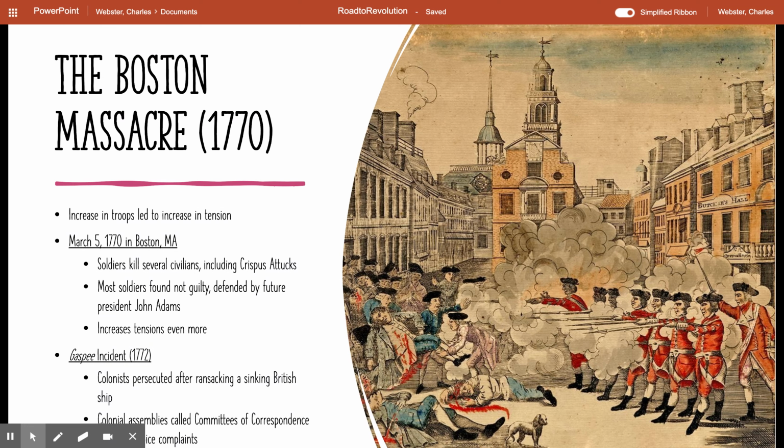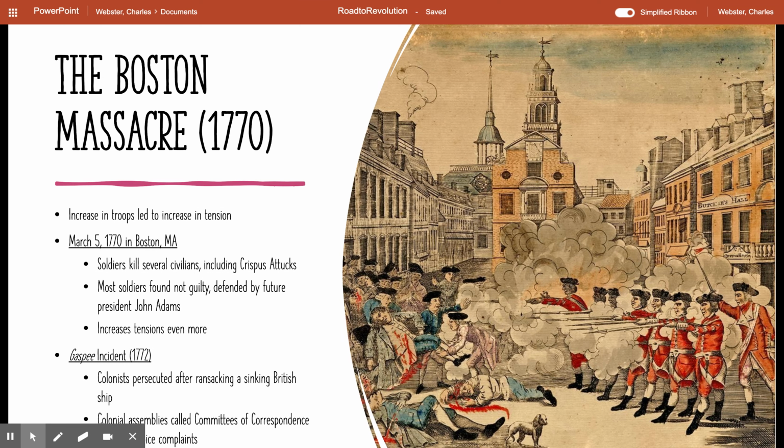Colonial assemblies ended up being formed in response to the Boston Massacre and the Gaspée incident, right? These were called the committees of correspondence, and they were formed in the colonies to communicate with one another so that the colonies could communicate with each other about how they were going to voice their complaints to Parliament, right?